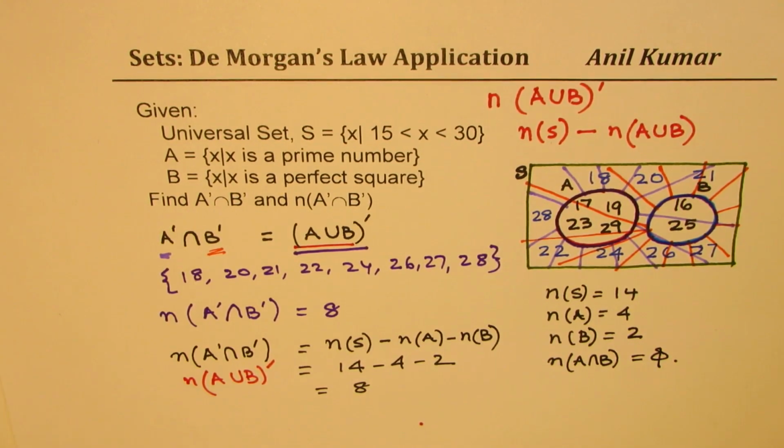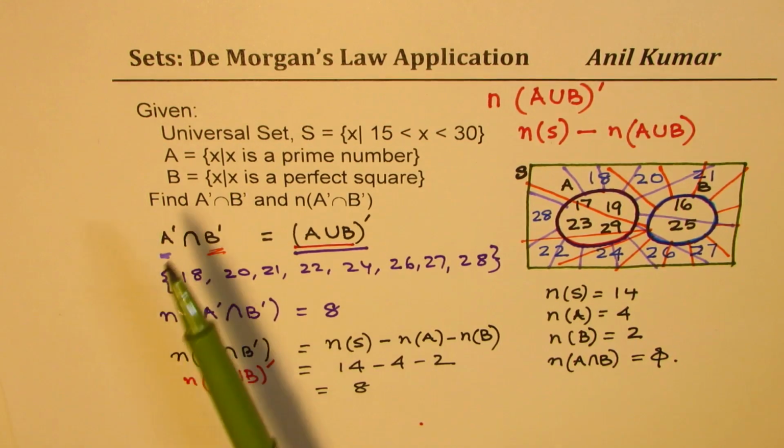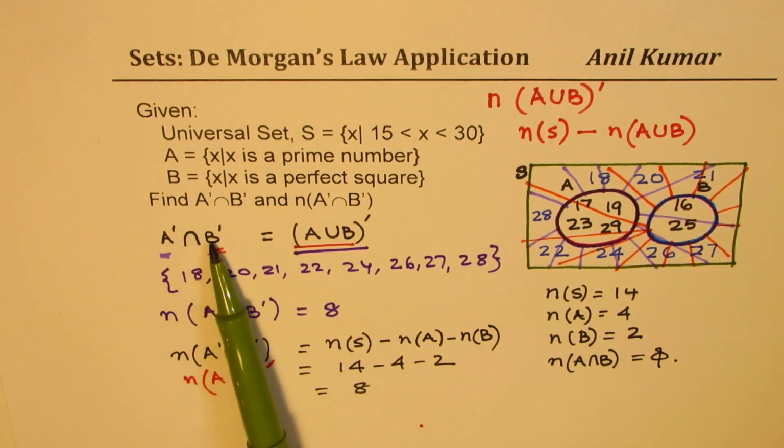So I hope that is absolutely clear. So you could either way do it. The Venn diagram clearly indicates what is the intersection of not A and not B. Perfect. That is how it could be done.